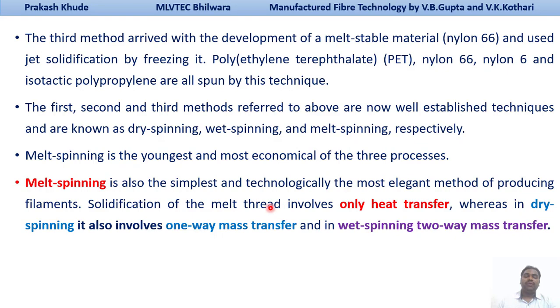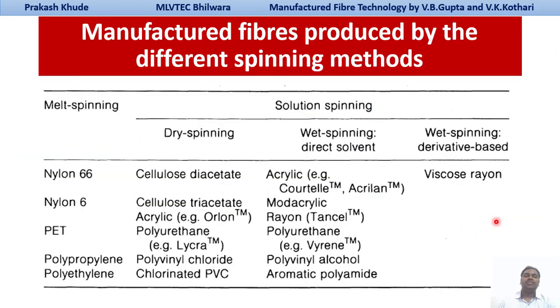So one of the important things in these three basic technologies is that in melt spinning, the solidification of the melt involves only heat transfer, while dry spinning involves only one-way mass transfer, while wet spinning involves two-way mass transfer, because here the solvent is removed with the help of certain chemicals, so there is a two-way mass transfer taking place in wet spinning technologies.